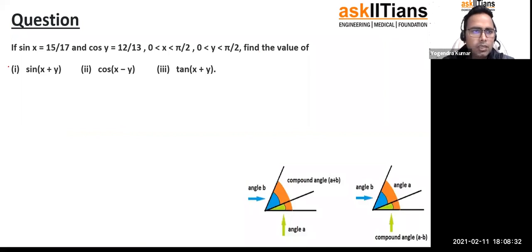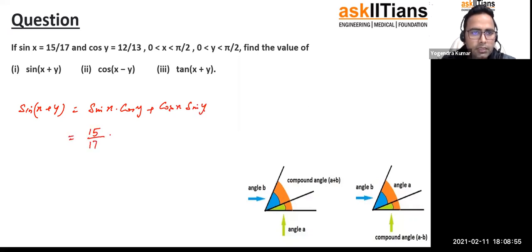Now suppose this is the question given. Sin x is this, cos x is this. So find the value of sine of x plus y. So we can calculate this. Sine of x plus y will be sine of x cos of y plus cos of x sine of y. So now sine of x is 15 divided by 17 into cos of y, which is 12 divided by 13, plus cos of x.